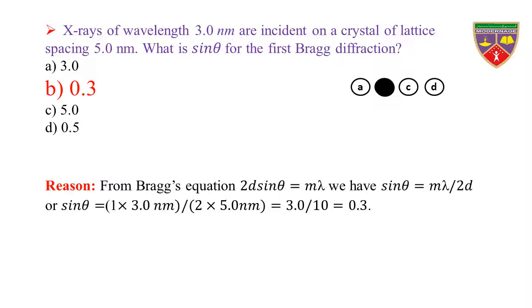Reason: from Bragg's equation, 2d sin θ = mλ, we have sin θ = mλ/2d, or sin θ = (1 × 3.0 nanometer)/(2 × 5.0 nanometer) = 3.0/10 = 0.3. Hence, the sin θ for the first Bragg diffraction is 0.3.